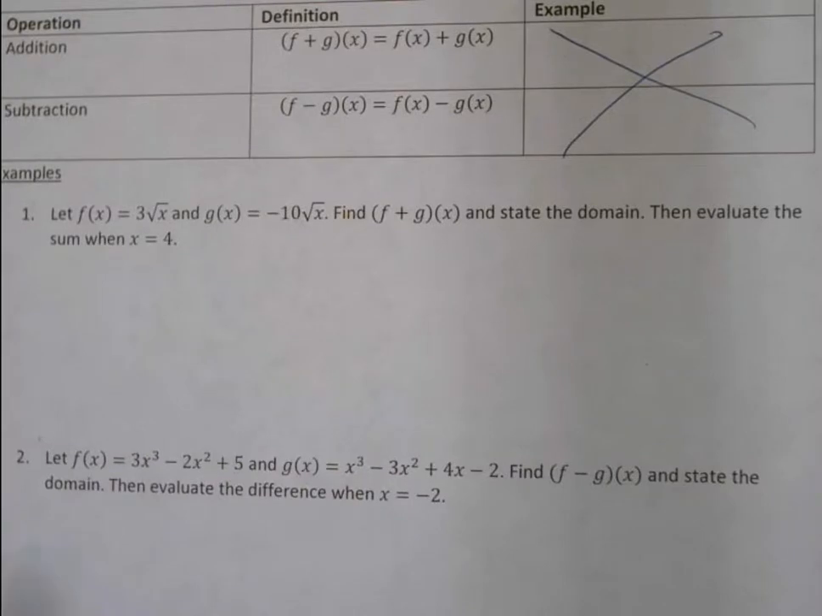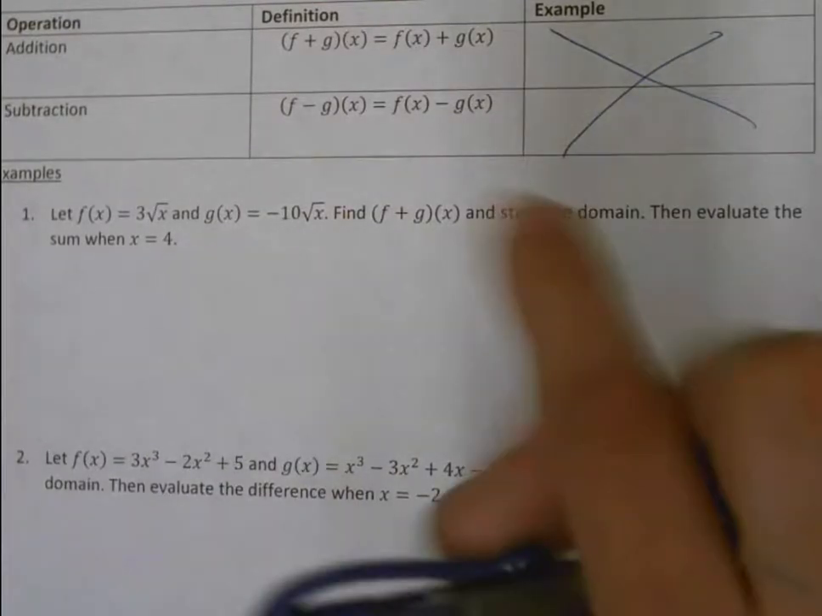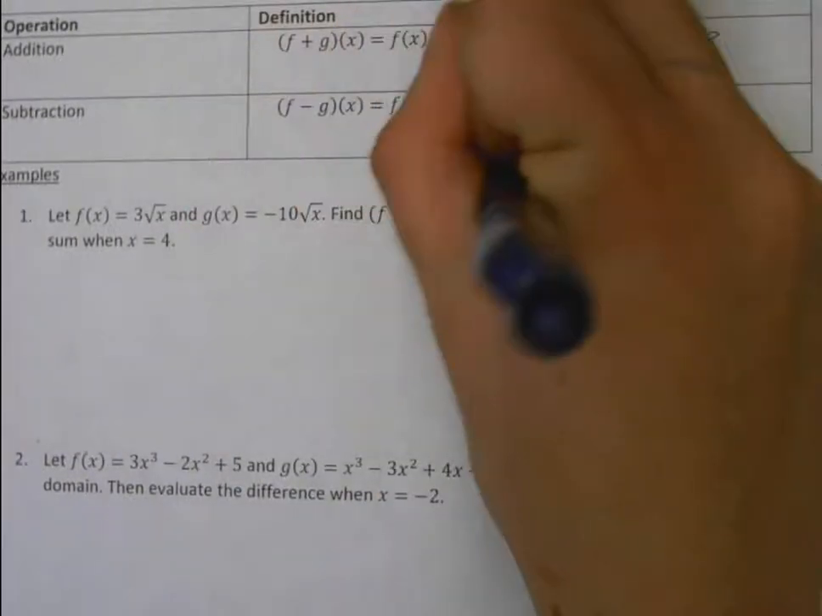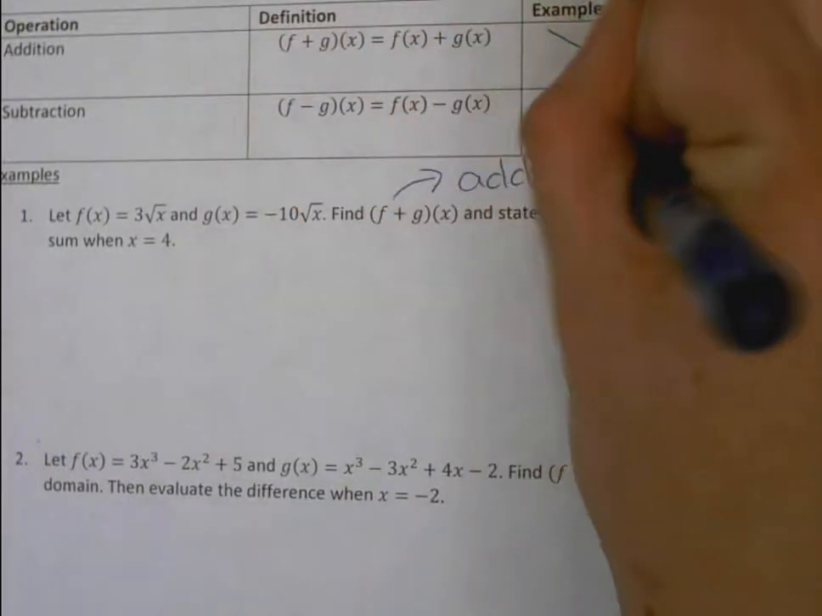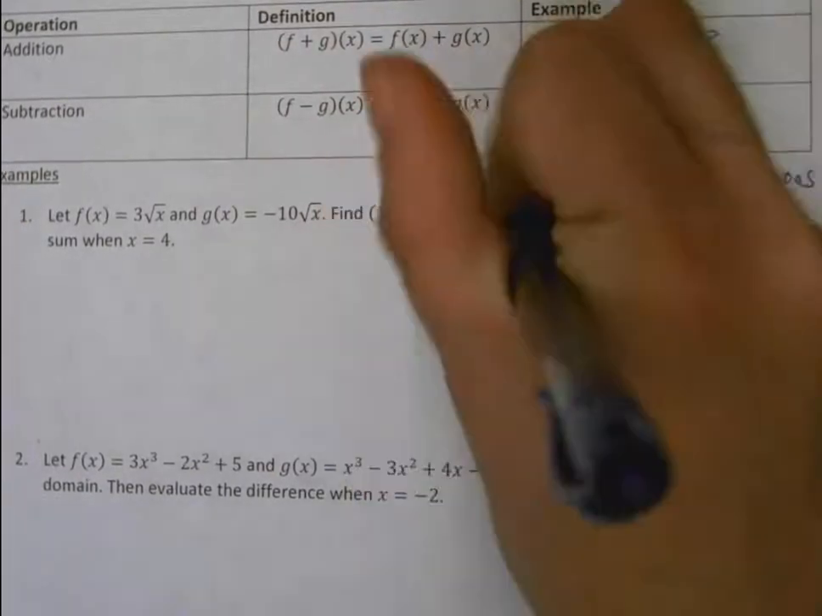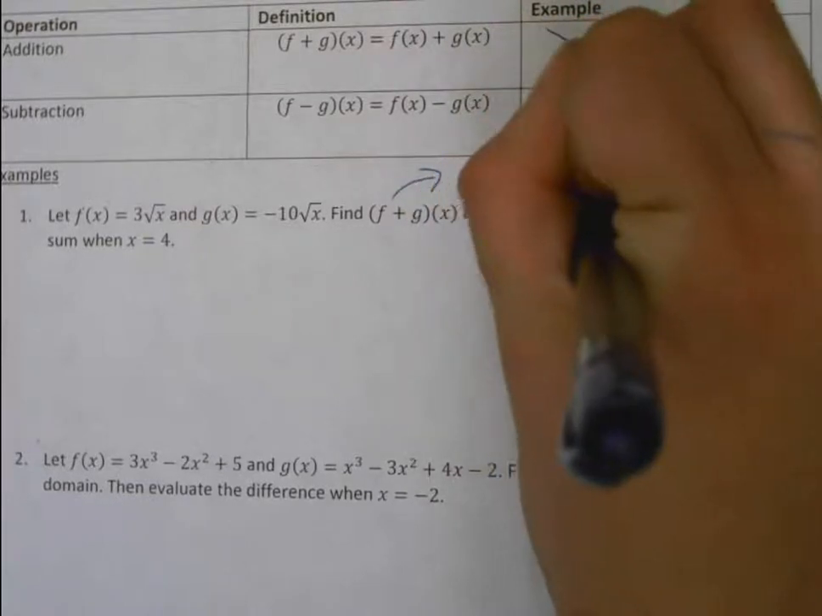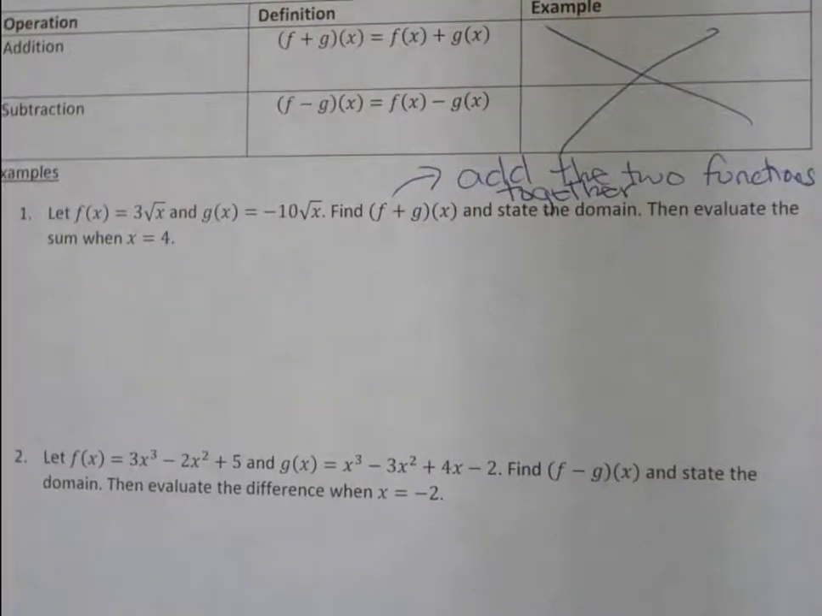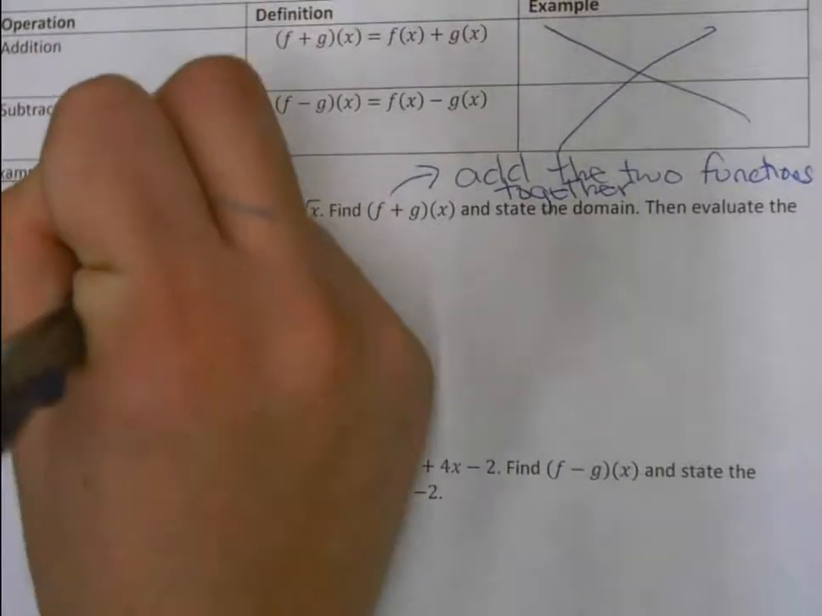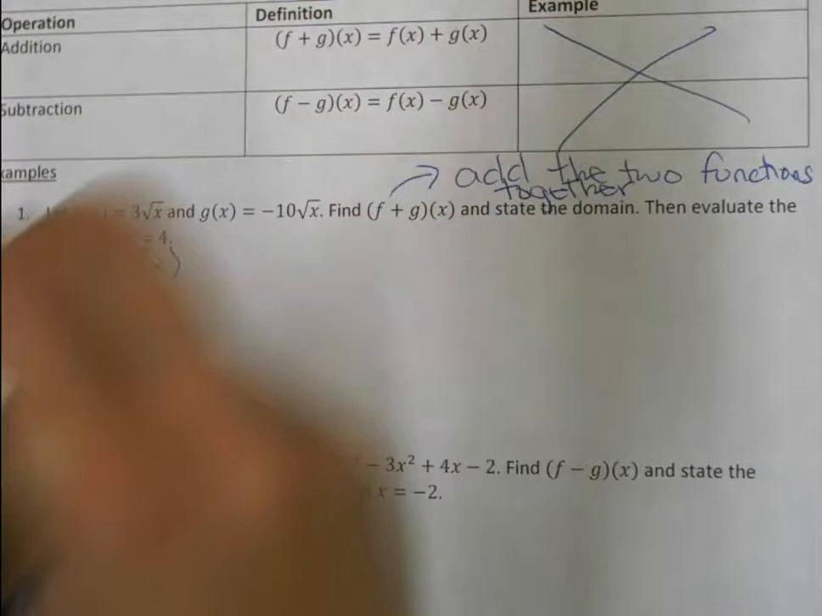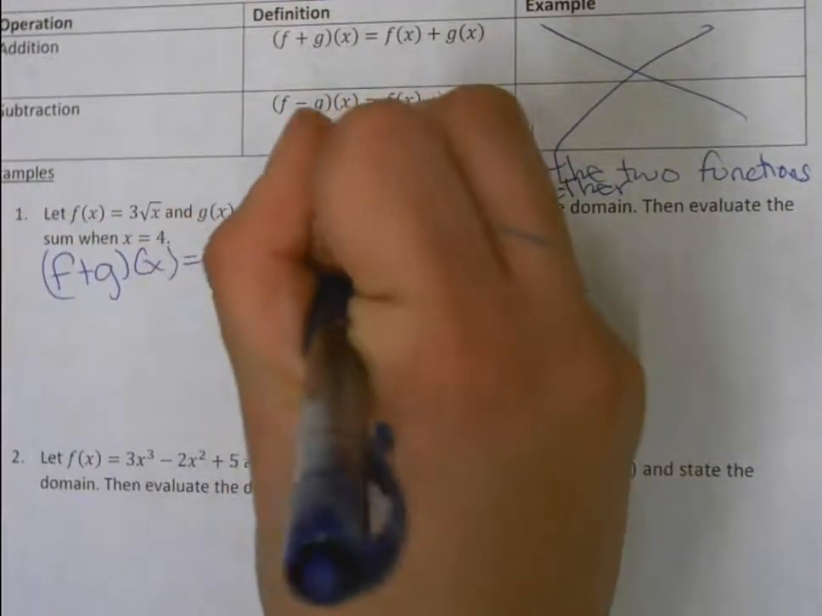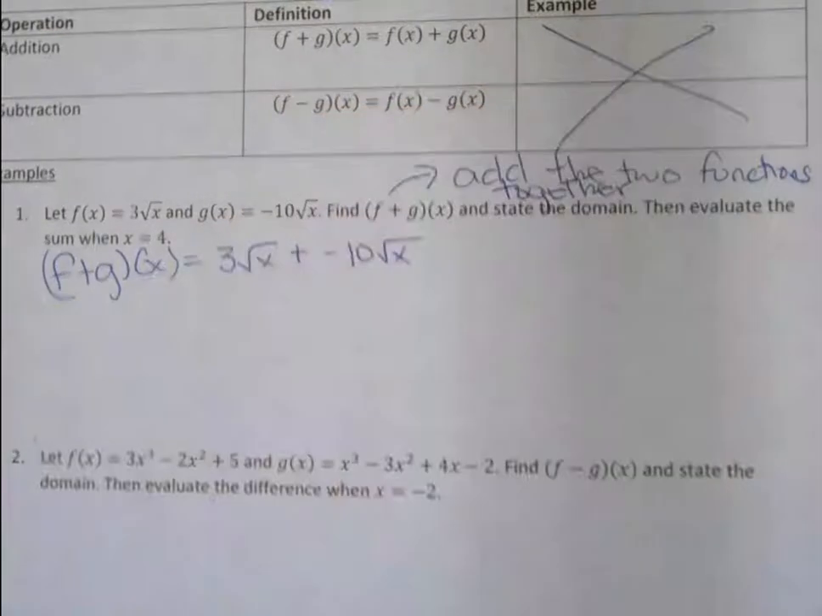If I take a look at number 1, it wants me to find f plus g of x. So this means add the two functions together. Okay, so I have f plus g of x, those are in parentheses, and what I have to do is add 3 square root of x plus the negative 10 square root of x.